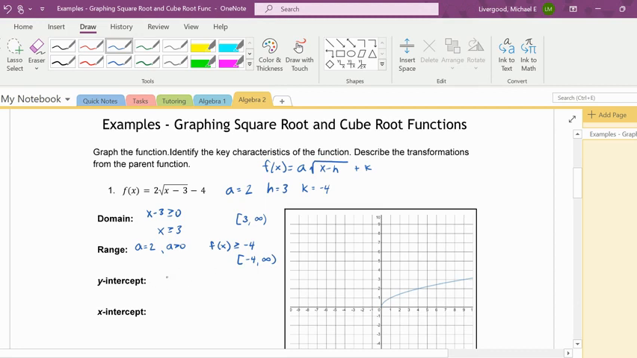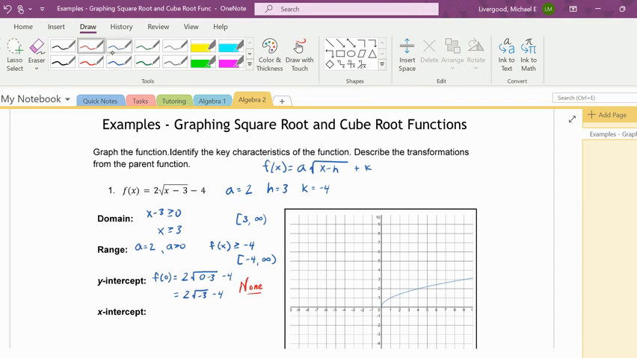All right, y-intercepts. In every function, if you want to find a y-intercept, you just evaluate 0. So I could try to substitute that in. We're going to run into an issue, though, because we're going to be evaluating the square root of negative 3. That result is imaginary. So in this case, because 0 is not in the domain of our function, there is no y-intercept.